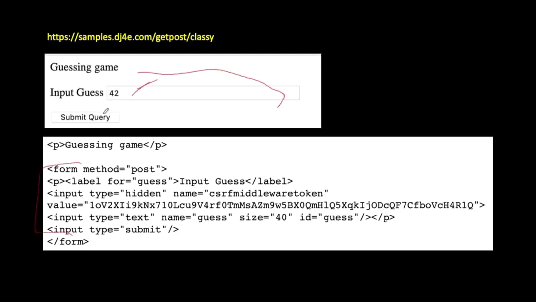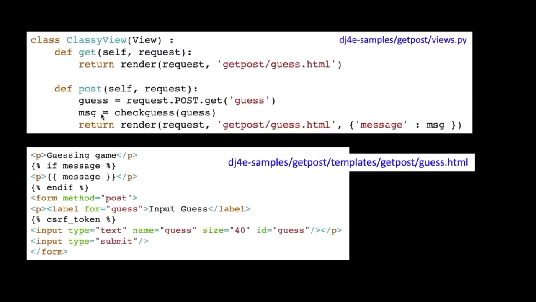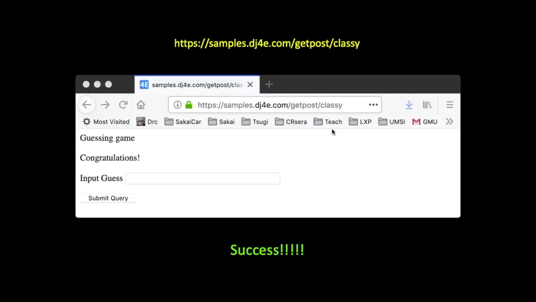We're going to type our number in. We're going to hit submit query, and then it's going to fire up a post request. And so then it's going to come back into the post request. It's going to get the guess from the post data. It's going to check it, and then it's going to pass the message in. And so the message is going to come out here, and then we're going to return that page. And so you're going to see something like congratulations 42. So that was part of the post, and so we now have made a successful guessing game.